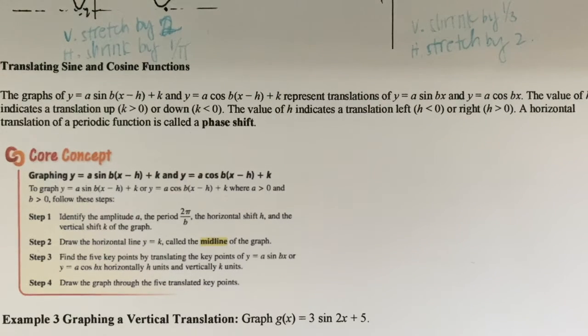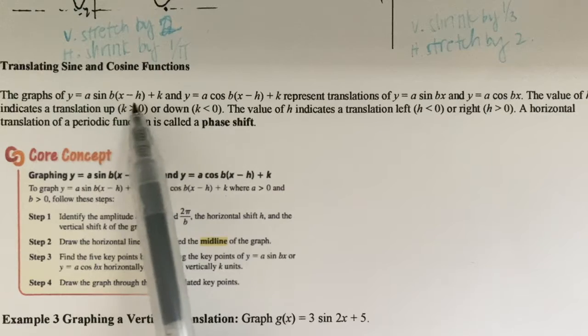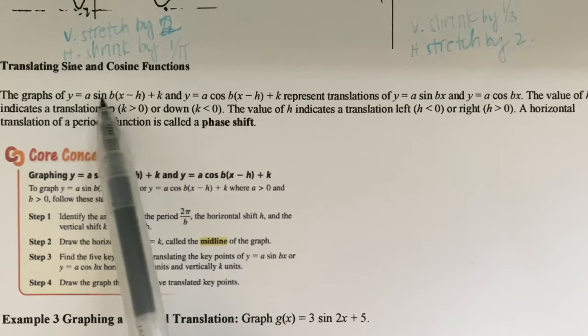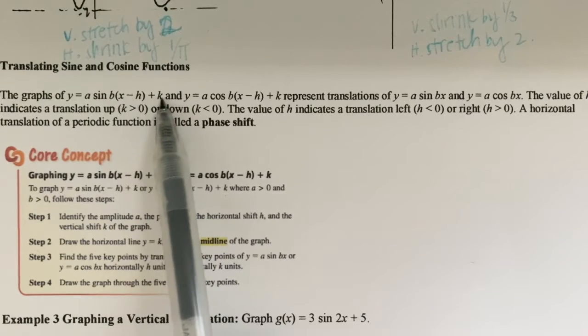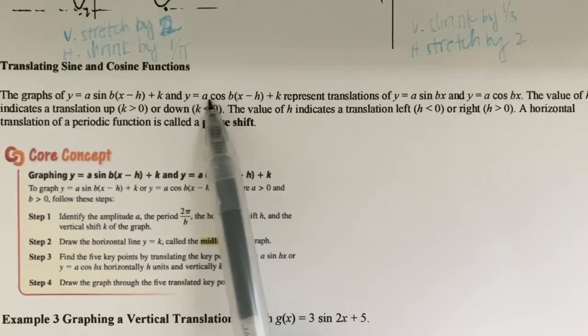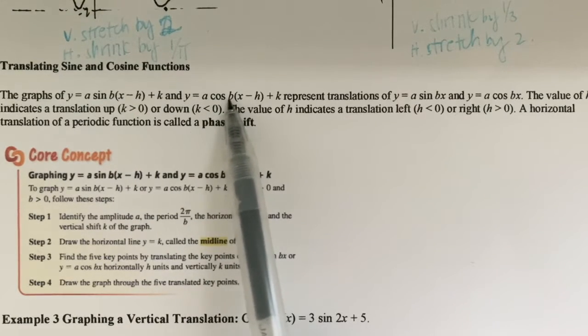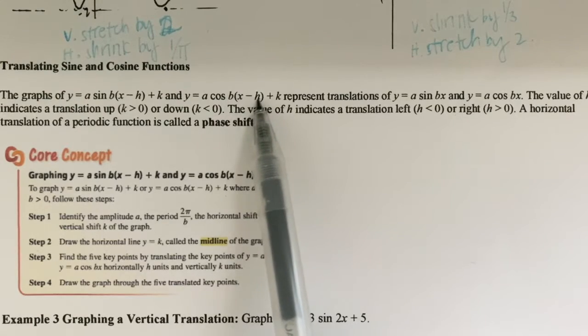Today's objective will be graphing sine and cosine functions with vertical and horizontal translations. When a sine or cosine function has a vertical and horizontal translation, the function will really be in this form: y is equal to a sine of b parentheses x minus h plus k, or y is equal to a times cosine of b times x minus h plus k.